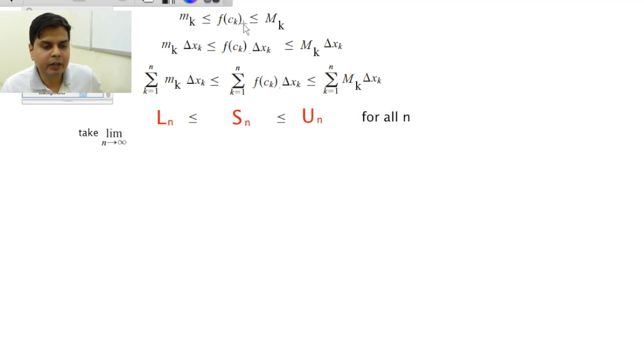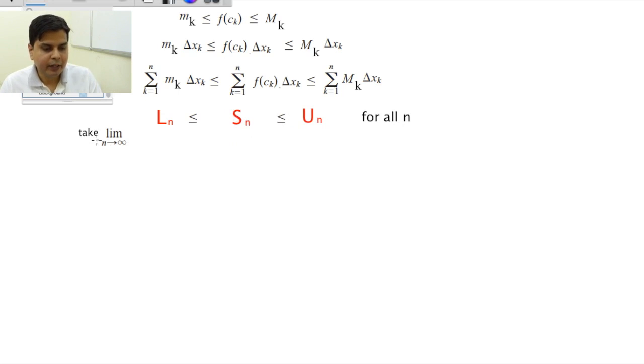So this m will be less than or equal to f(c_k), less than the maximum. Multiplying by the length of that subinterval, delta x_k, this will be less than this thing, less than this thing. Now if I do the summation from k equal to 1 to n, this will be less than or equal to the sum of f(c_k) delta x_k. This is the old S_n which we are using, with arbitrary f(c_k). This will be less than or equal to the sum from k equal to 1 of M_k delta x_k. So I can say that L_n is less than or equal to S_n, less than or equal to U_n, for all n. Now this is given.